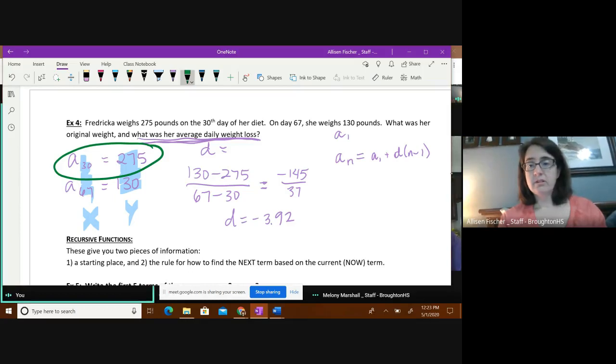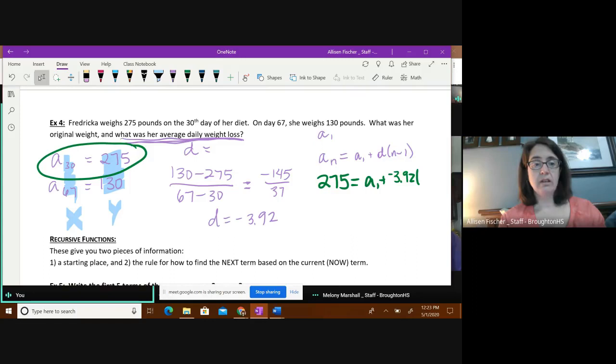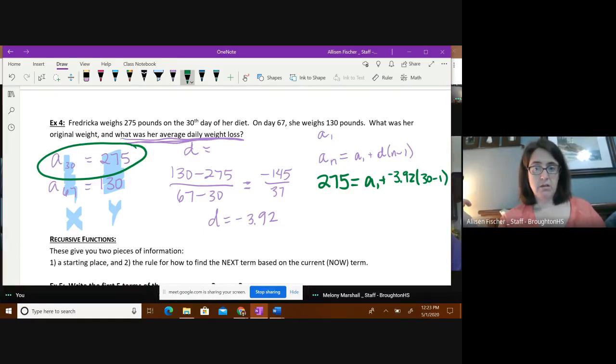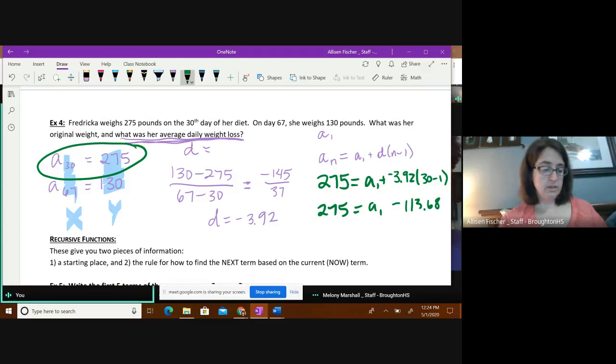So if a sub 30 is 275, that's like a Y. So 275 equals a sub 1 plus D, which is negative 3.92, times n minus 1. And the n value, that's like your X, that's 30 minus 1. And then you just solve that. Okay, so I'm going to do the negative 3.92 times 29. I get negative 113.68. And now I'm going to add that to the other side.